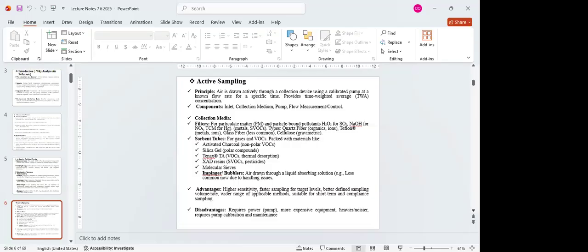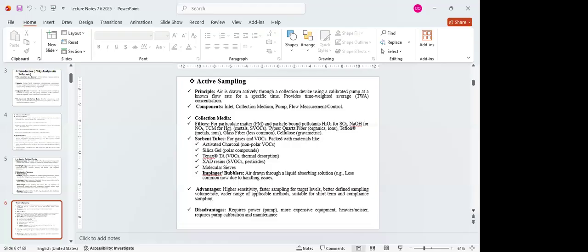Now, we have the quartz fiber. This quartz fiber is also deployed for organics and ions. Teflon is used, though Teflon is inert, so it is used for metal ions, while glass fiber is less commonly used, also for metal ions. Cellulose, the cellulose we know, is also used as a filter material deployed with this equipment.